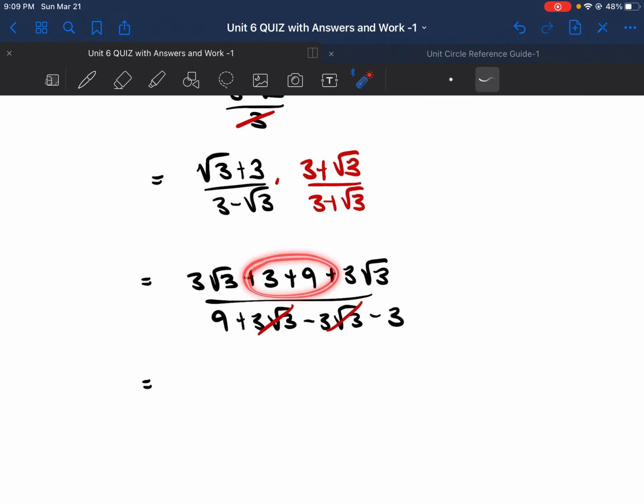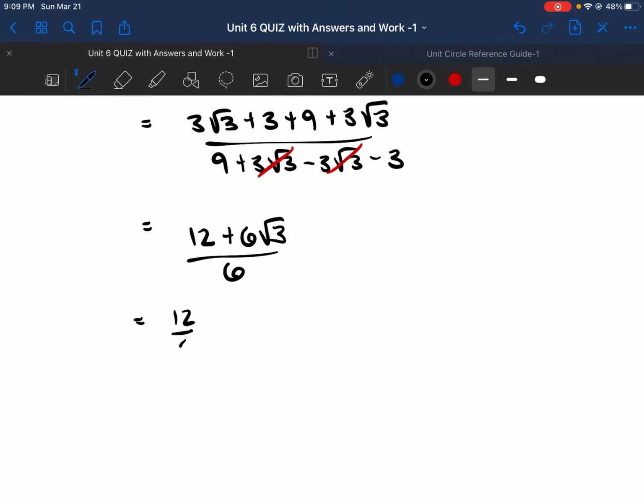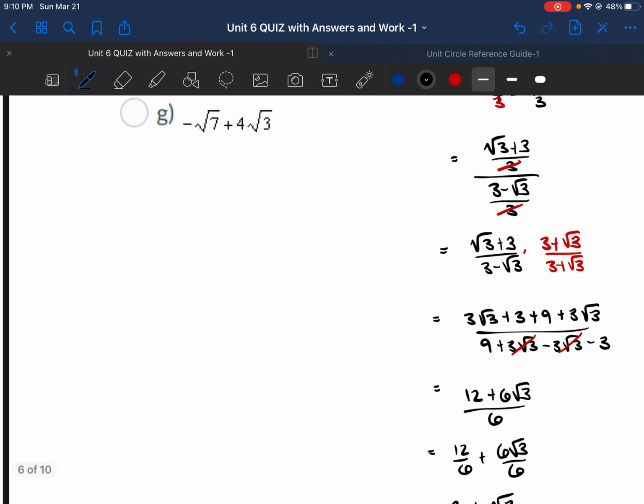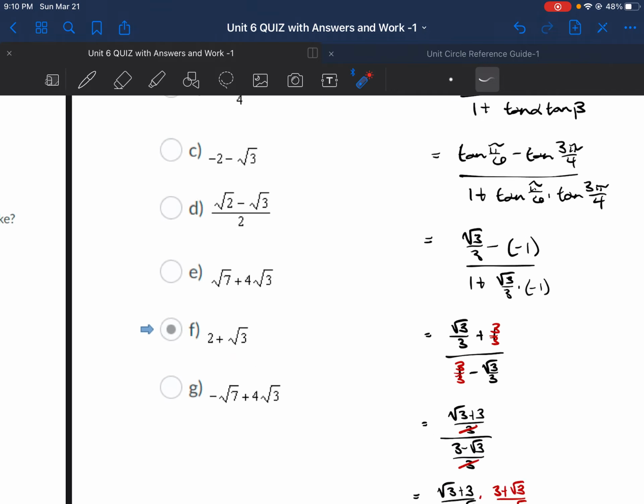Up top, 3 plus 9 is 12. 3 root 3 and 3 root 3 is 6 root 3. In the denominator, 9 minus 3, that's 6. And let's go ahead and separate the fraction just so we can see things cancel out really nicely here. 12 over 6, that's going to be 2. 6 and 6 reduce to 1, so we just get root 3. So the answer should be 2 plus root 3, which is right there.